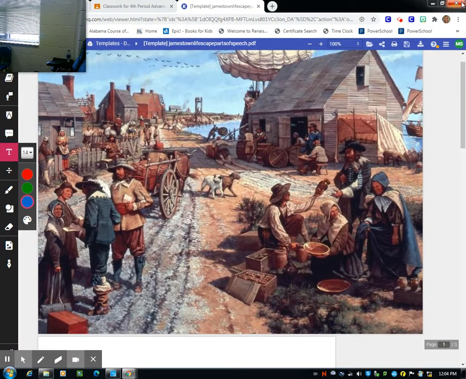Y'all finished your AEC paragraph, didn't you? Did we finish it in class? Yep. Yeah, they're migrating south. Perfect. You're describing the verb. And the small bird. Very good.